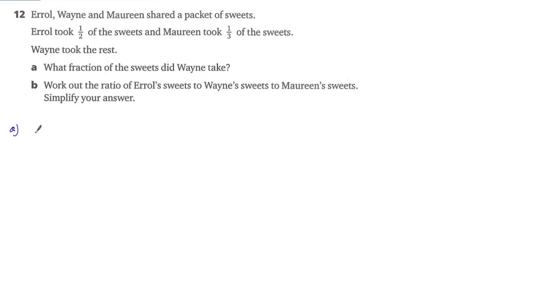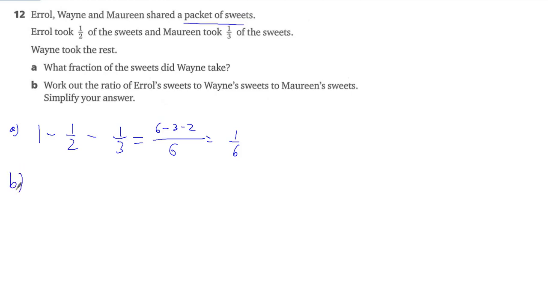All right, so if they had a packet of sweets, let us say it was 1 minus 1/2 minus 1/3. Well, the common denominator for these three fractions would be 6. So 6 minus 3 minus 2, which is 1 over 6. So Wayne took 1 over 6 of those sweets in the packet.